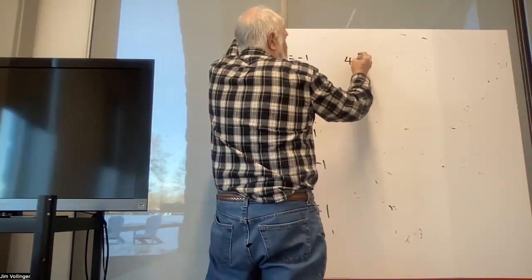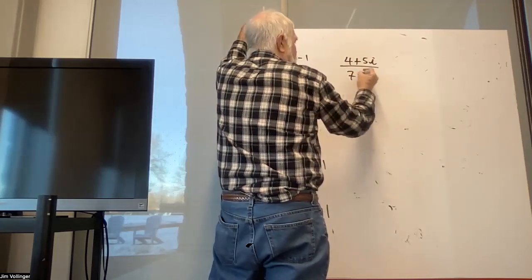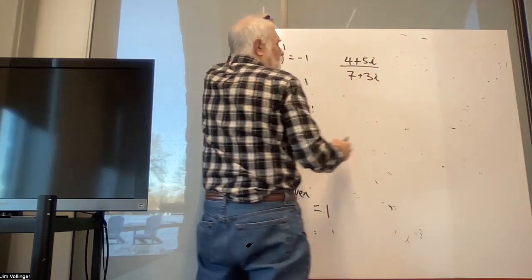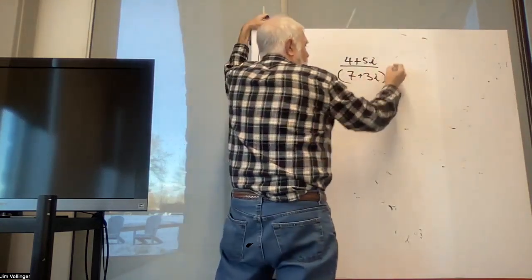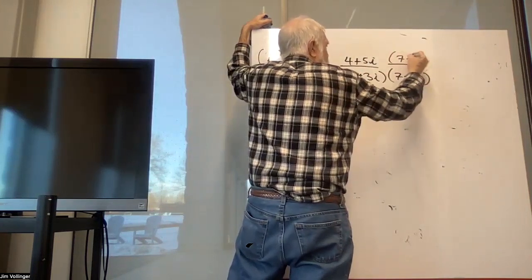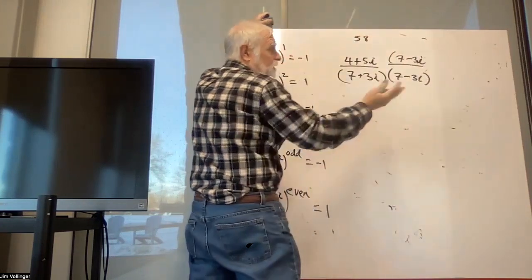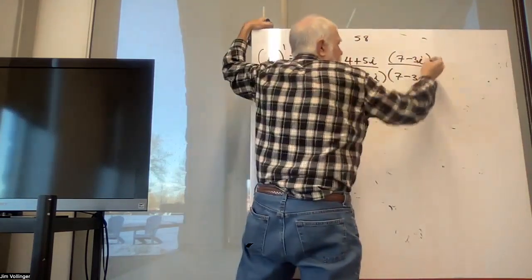All right, 4 plus 5i over 7 minus 3i. Let's do plus 3i. Conjugate. Multiply by 7 minus 3i, 7 minus 3i. 49 and 9 is 58. So our denominator is going to be 58 if you're looking for patterns here.